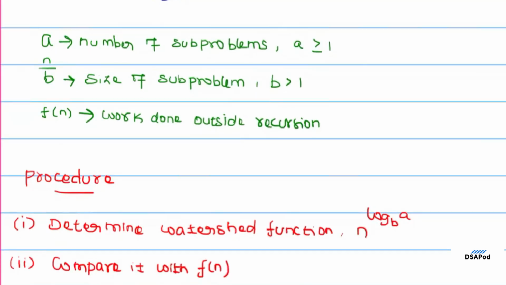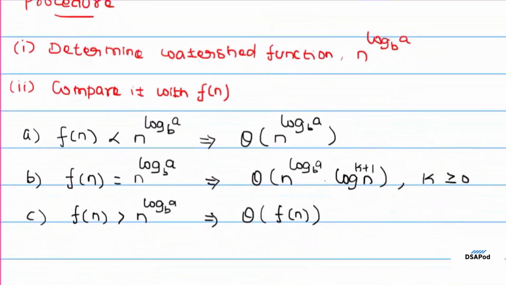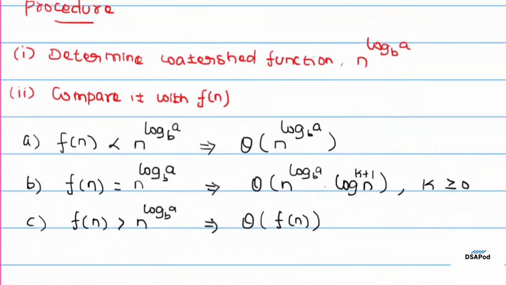The procedure to solve problems related to Master's theorem. First we have to determine the value of the watershed function, that is n to the power log of a to the base b. Then compare the value with f(n). There are three possible cases.